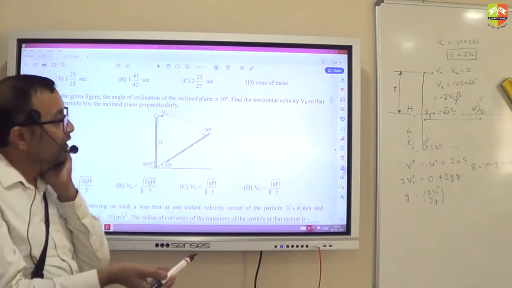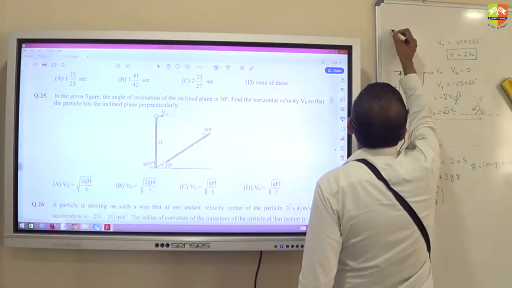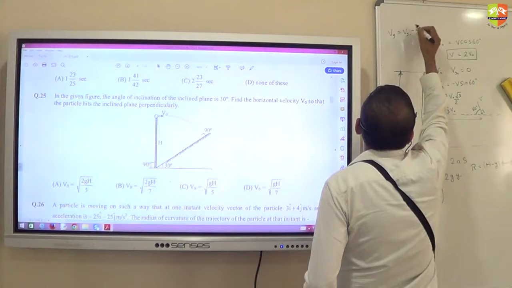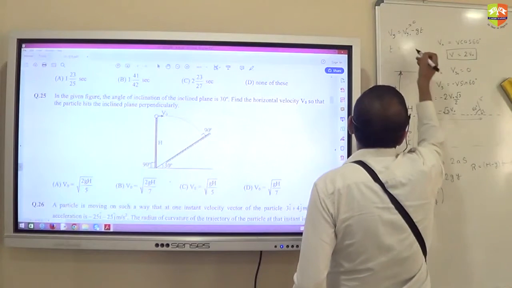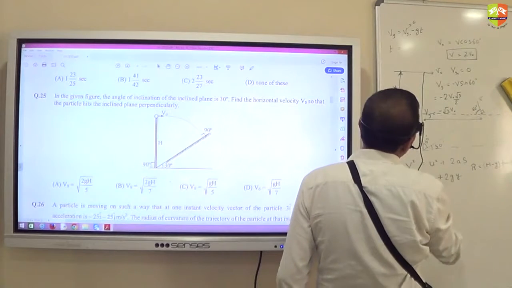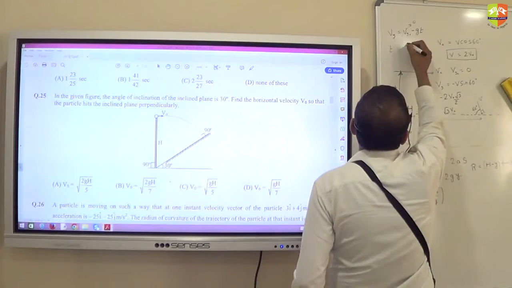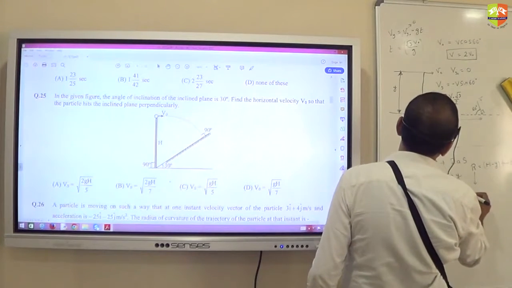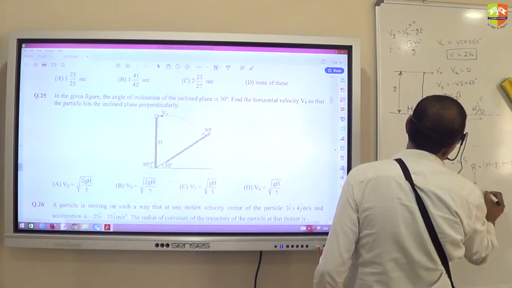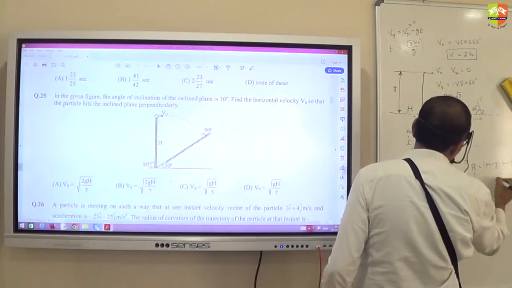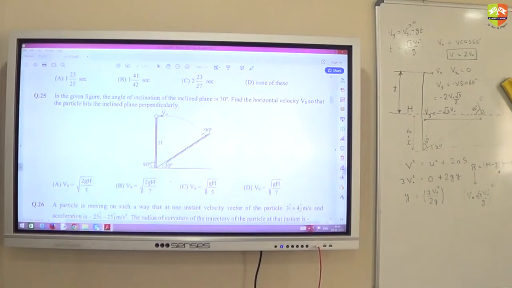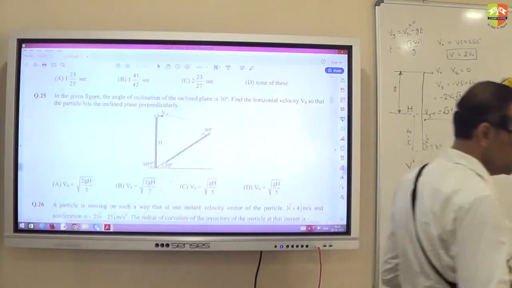And T, how will you get? T you can get from the y axis: Vy is equal to Vy naught minus gt. Vy naught is 0. So T is the final velocity along the y axis, which is root 3 V naught, divided by g. So root 3 V naught by g is T. So this range should be equal to V naught into root 3 V naught by g. So equate these two, and you get the value of it. Okay? Understood? This is JEE Mains.